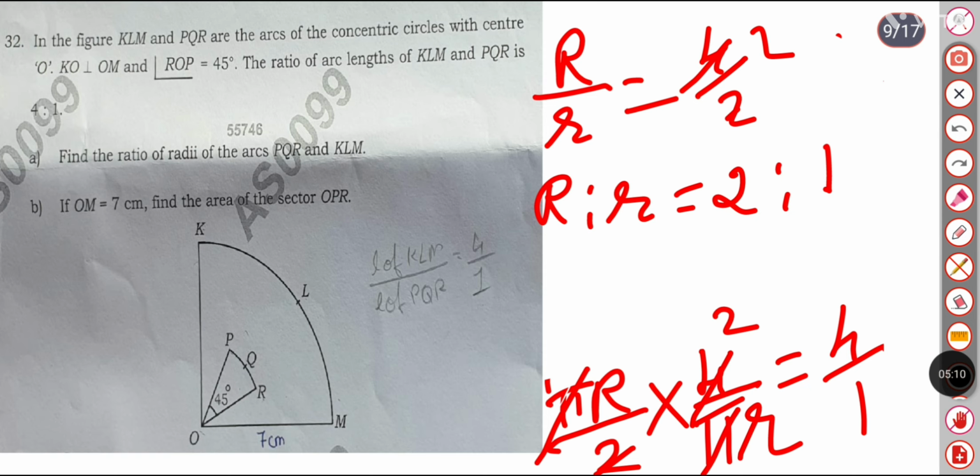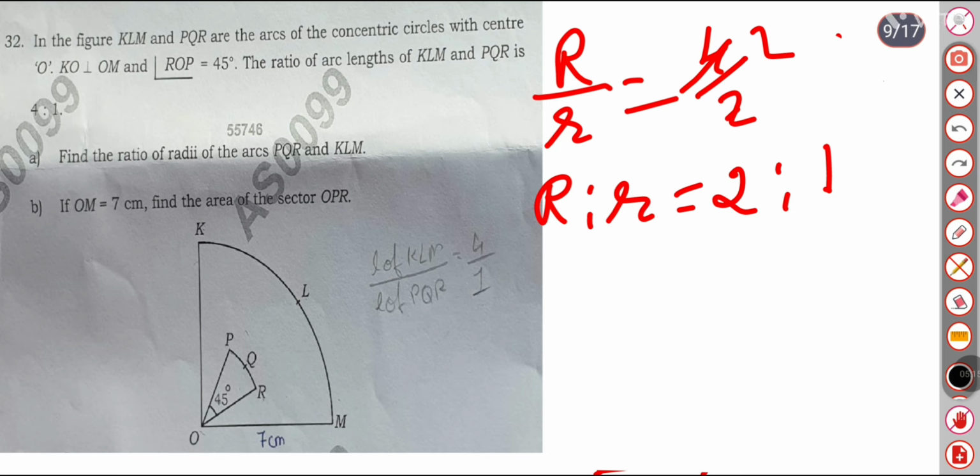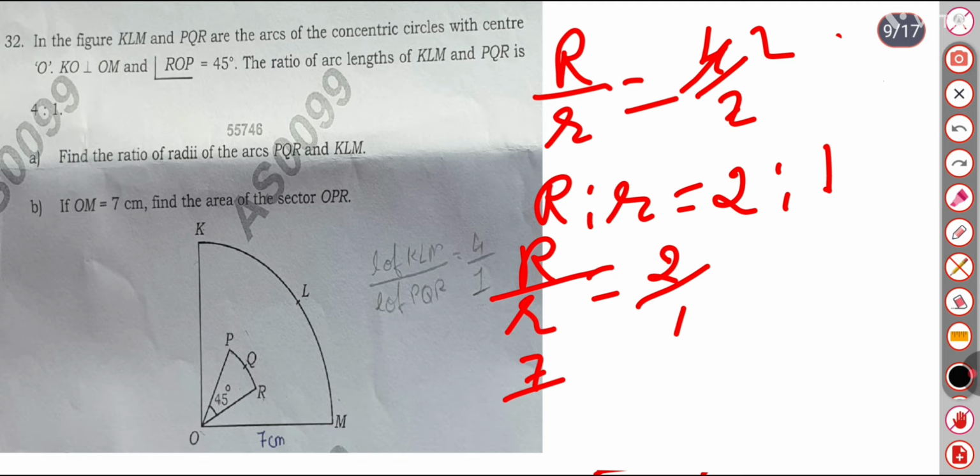So we solved the first one. In this, A main is over. Now we have to find out B main. For that we want the radius of the small circle, that is OPR. The big circle radius is given, so we'll substitute R by r is equal to 2 by 1. Capital R is 7. 7 by r is equal to 2 by 1.